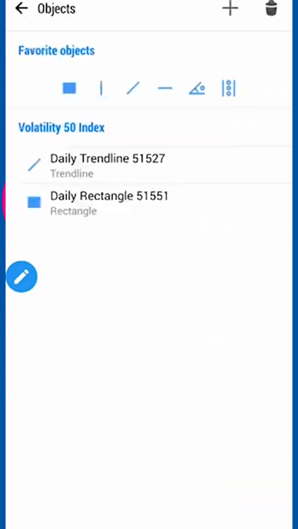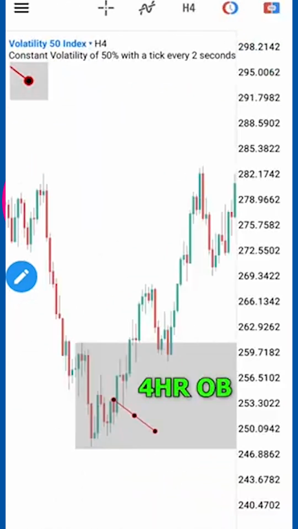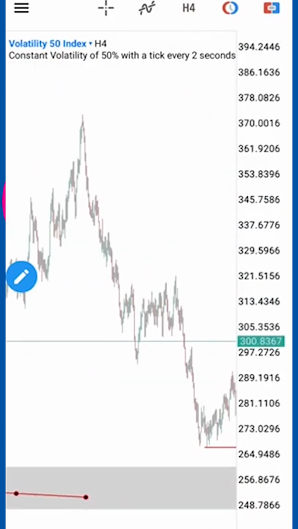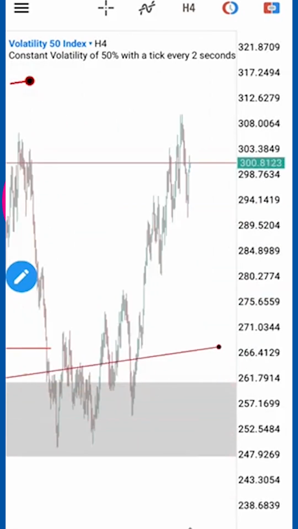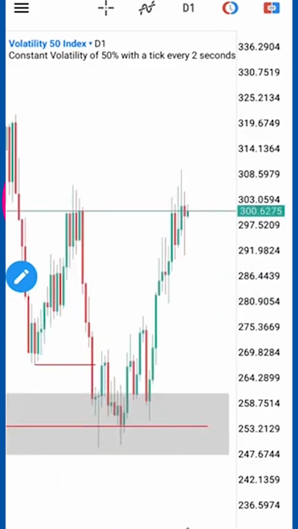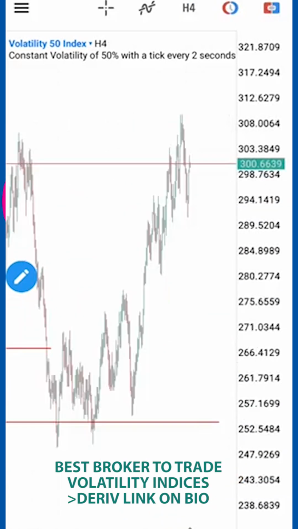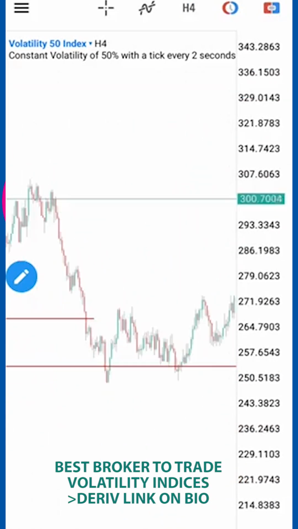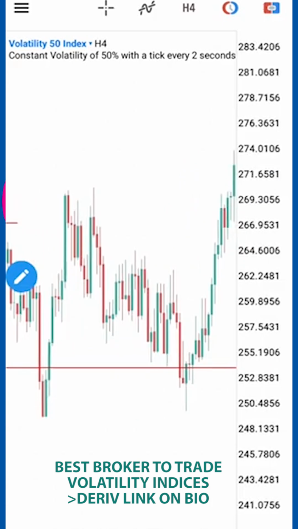Now if we zoom in onto the daily order block, we can see there's a 4-hour order block, and if we stretch out that 4-hour order block, price respected it nicely. It was a clean respect right there, and price has been reacting off of the 4-hour order block or the daily order block, whichever one you want to use.